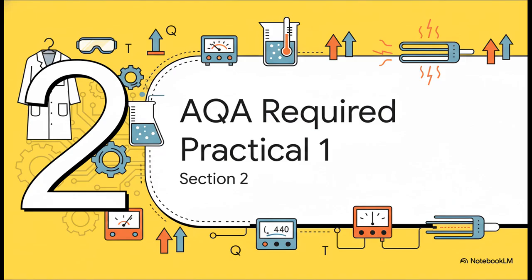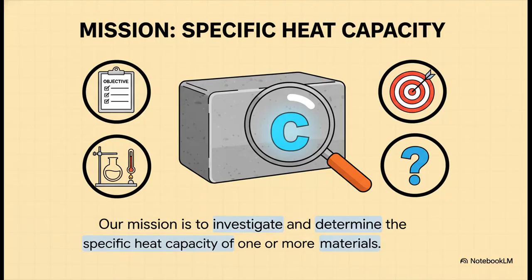But how do scientists, or you in a lab, actually measure this property? Well, that brings us to our mission for today, the AQA Required Practical 1. This is the official way we figure out a material's specific heat capacity. At its heart, the objective is really straightforward. We're running a proper scientific investigation to find the value of c for a certain material, usually a block of aluminum or copper. We're basically trying to measure its heat-storing superpower.